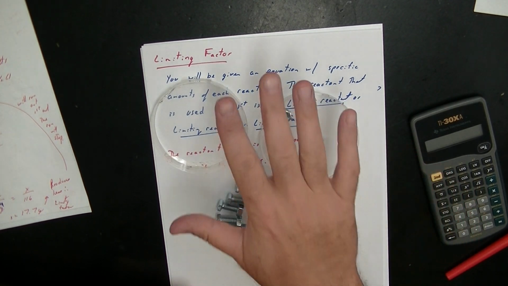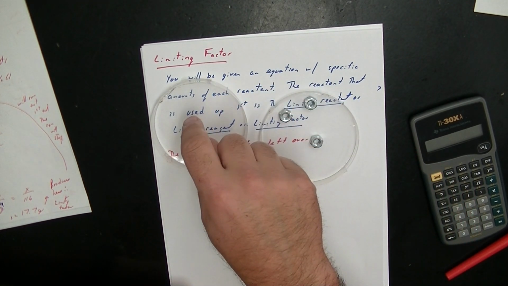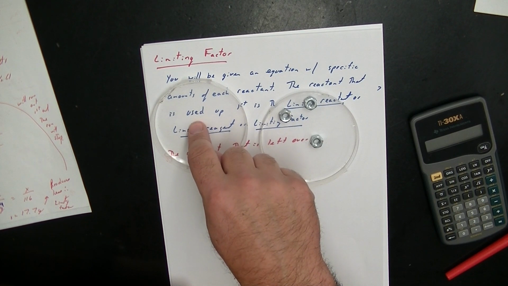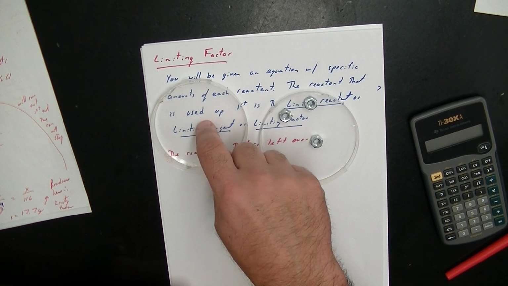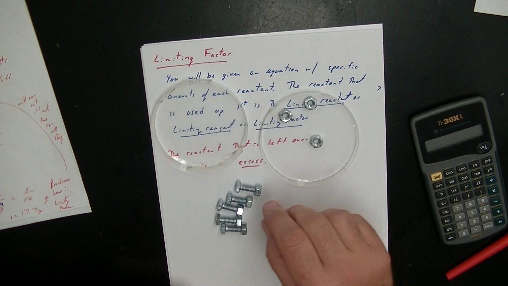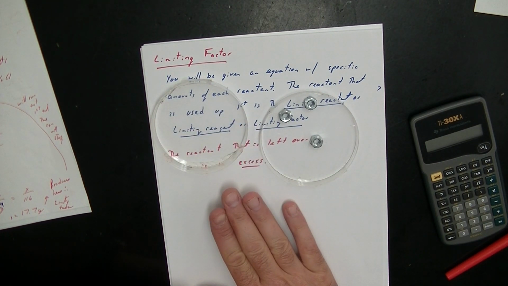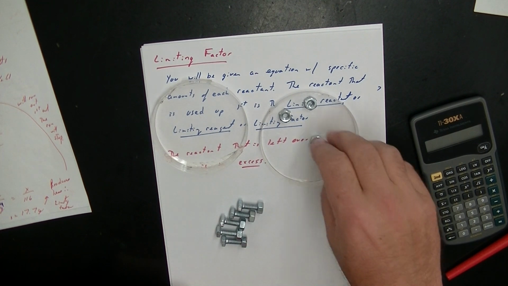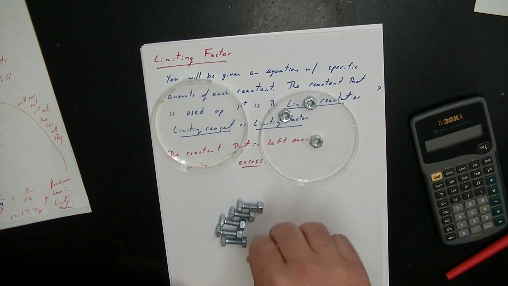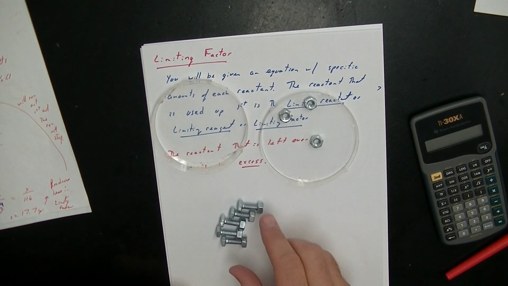So the reaction stops as soon as we run out of our limiting reagent. That's what dictates how many products we made. The limiting factor dictates how much stuff we can make, and this is going to be left over. So that's just kind of a visual for you.